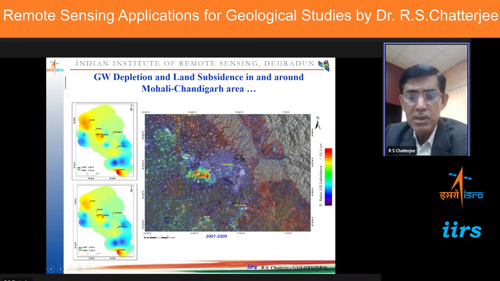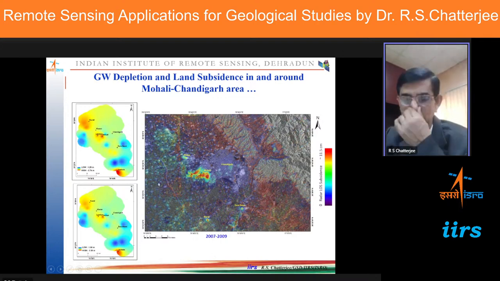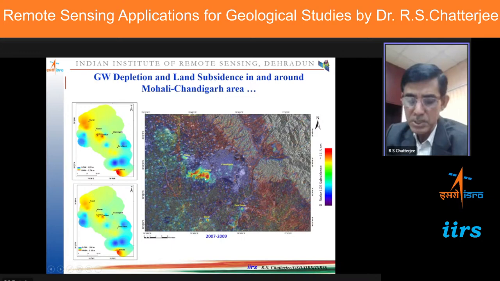This is an example here, the Mohali, Chandigarh area. See, there is a lot of groundwater depletion in Mohali, Landran, Kurali areas. This is pre-monsoon, and this is post-monsoon and pre-monsoon groundwater level data. Okay, and this is your Ambala below. So these are the areas where a lot of groundwater depletion is happening due to the pumping out of water, and it also shows this aquifer compaction and land subsidence.